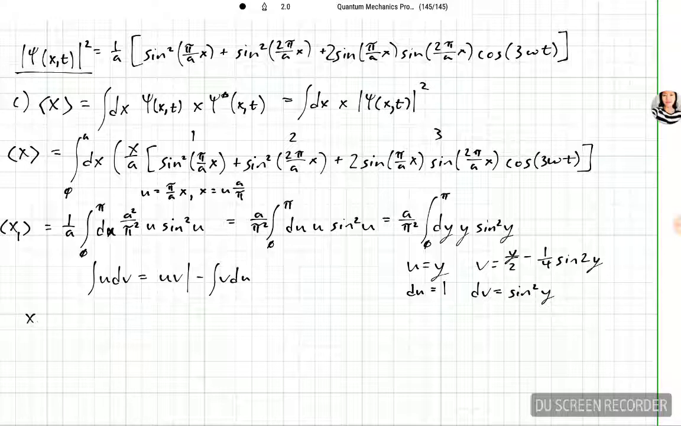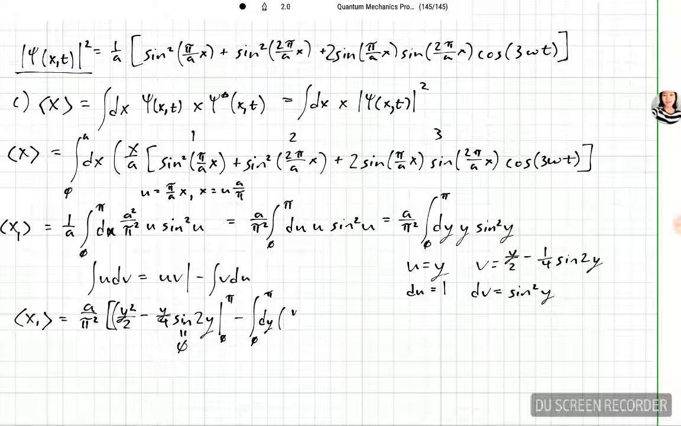So here, my expectation value of 1 equals a over pi squared, and then I have u times v, so that's y squared over 2, just put that in parentheses, minus y over 4 sine 2y evaluated at 0 and pi, so that just goes away, minus my integral from 0 to pi of v du. And my du is just 1. So that's my integral of this guy.